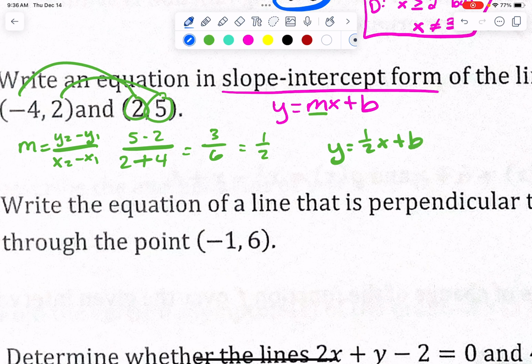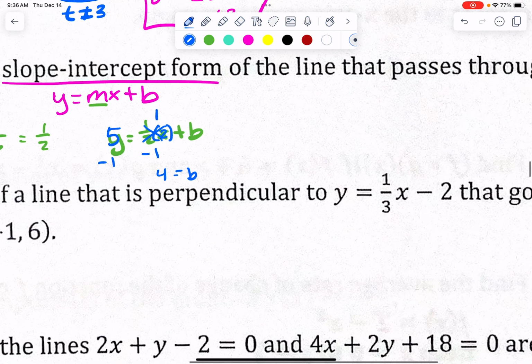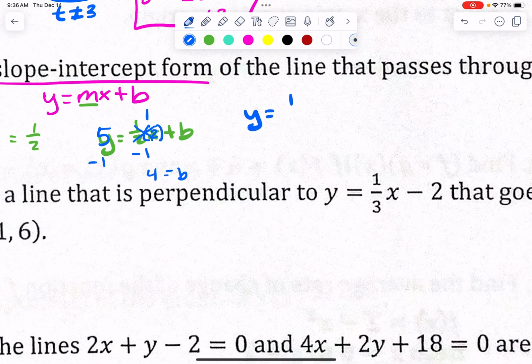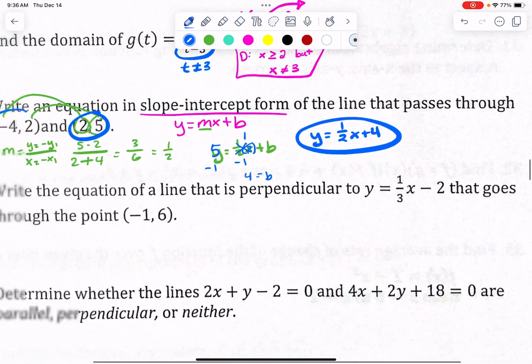Now to find b, I plug one of these two points in. I'm going to plug in (2, 5), because I don't like negatives. So 5 is going to go here, 2 is going to go there, and then half of 2 is 1. And if I subtract 1, the b value is 4. So y = 1/2 x + 4. That's my equation of my line. Okay, I did that super fast, so if you need to pause and go back to write stuff down, you go for it.